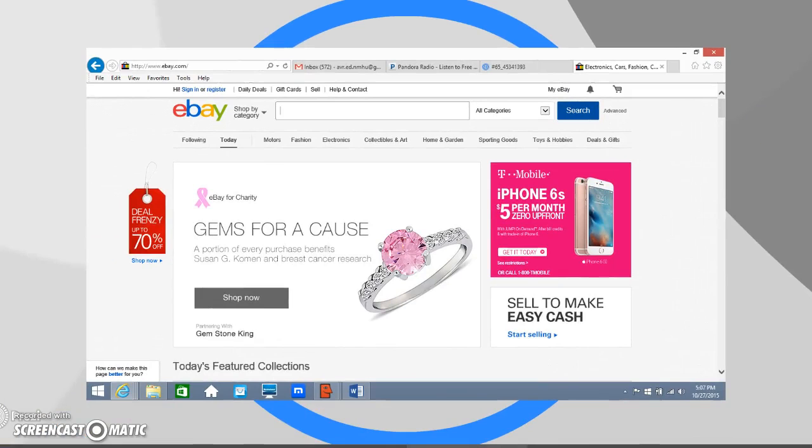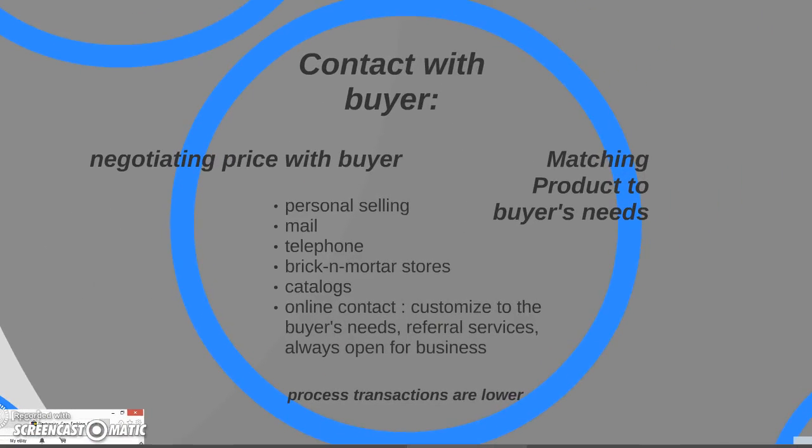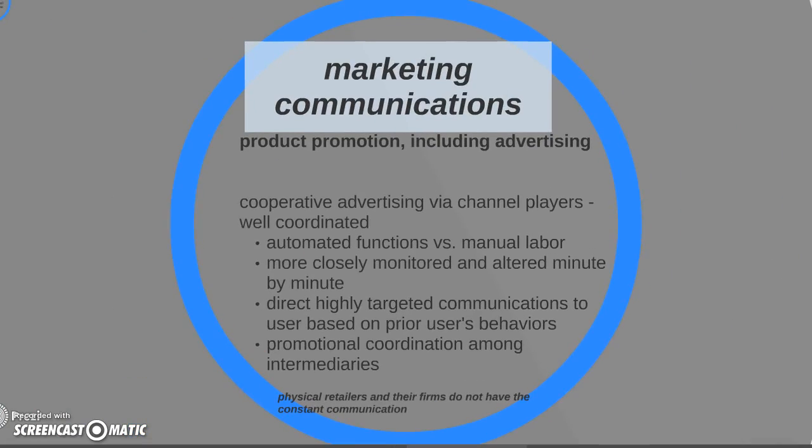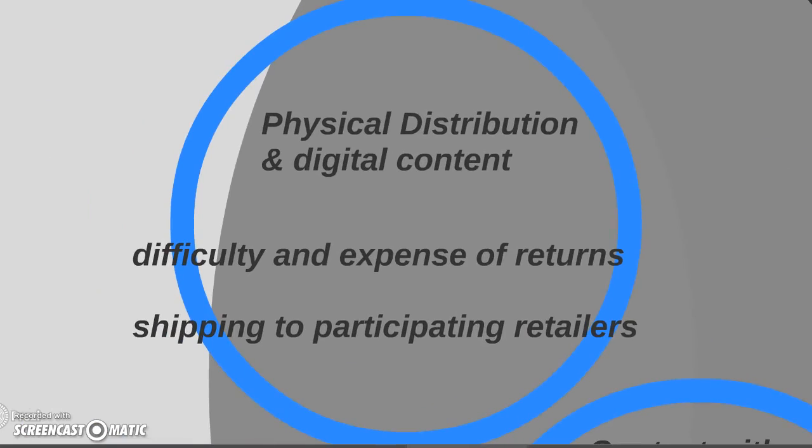And then when you look at eBay, the consumer's role has changed. There's not a set selling price, either take it or leave it. There are many more options for the consumer because of online storefronts. You have contact with the buyer, and you're negotiating with the buyer, and your marketing communications, it's all very different. Physical retailers and their firms do not have the constant communication. With online, it's pretty instantaneous or constant. The communication has to happen from the firm to the salesperson to the buyer.